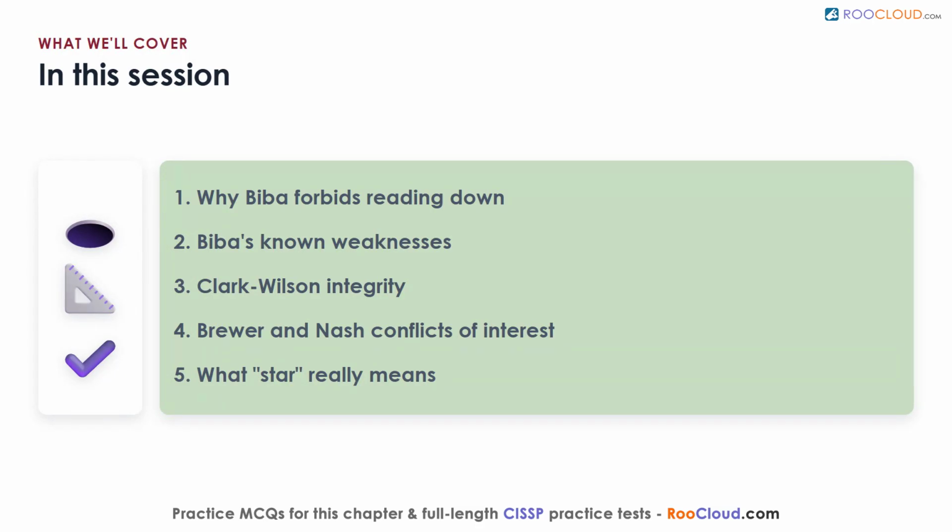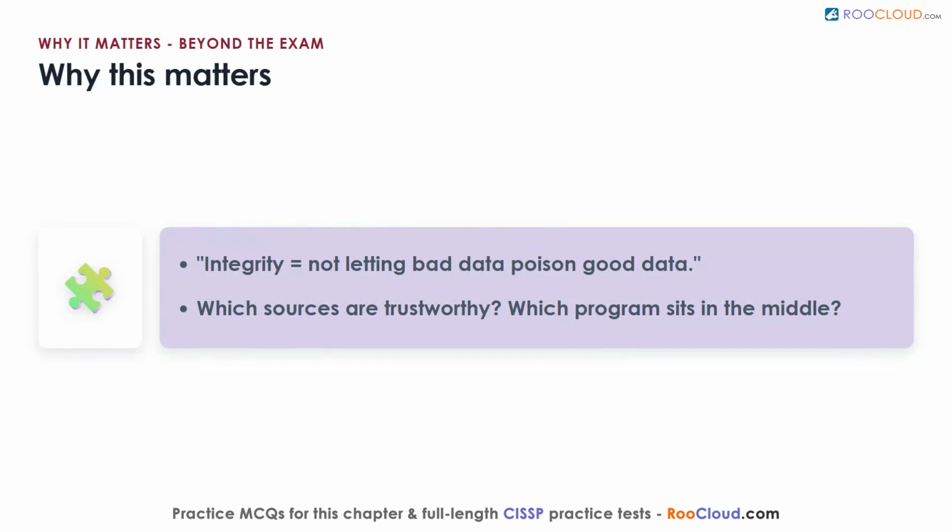We'll answer several questions. Why does Biba forbid reading down? What are Biba's known weaknesses? How does Clark-Wilson enforce integrity differently? How does the Brewer and Nash model handle conflicts of interest? And what does the word star actually mean across security topics? Why does this matter beyond the exam?